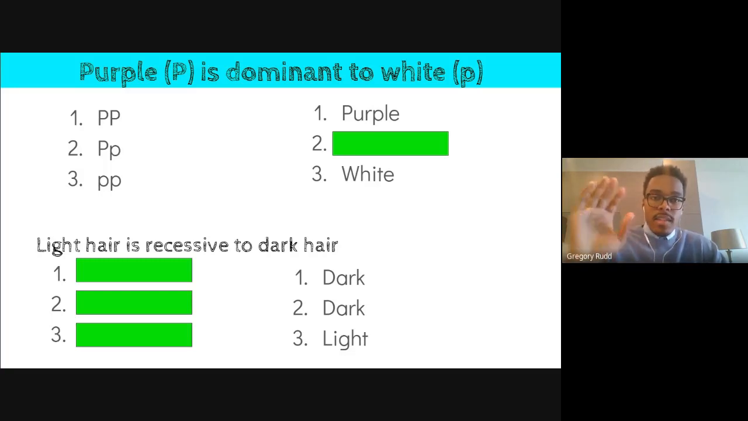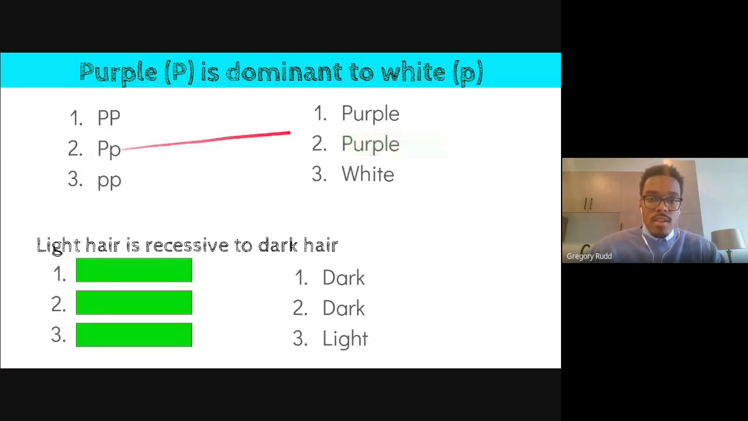But in this case, because we call this just basic dominance, the purple, the capital P, dominates the white. That's why we say it's dominant to the white. So if I have one of each, then the capital P, the dominant allele, is going to take precedence. So I end up with purple. But I do like the way you're thinking, and we're going to talk more about what you just mentioned tomorrow.